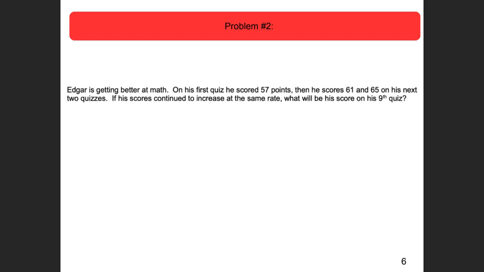It says, Edgar is getting better at math. Yay, Edgar. On his first quiz, he scored 57. Then he scored a 61, and then a 65. So I'm just going to write down these numbers, because I don't know where to begin on this problem. Is this an arithmetic sequence? Yes. And it would be kind of goofy if it wasn't, because we're dealing with arithmetic sequences. So this is his first quiz, second quiz, third quiz. If his scores continue to increase at the same rate, what will his score on the ninth quiz be?